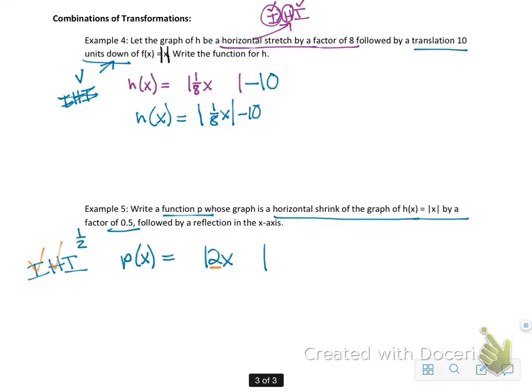Then, we have a reflection in the x-axis. Well, a reflection in the x-axis, that's your vertical reflection, so it's going to go outside, so we have a negative. And that's it. So p of x is negative absolute 2x. And we're done.